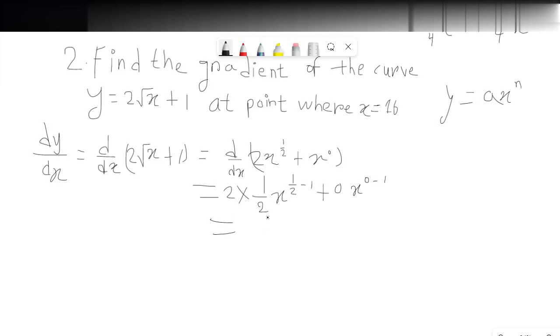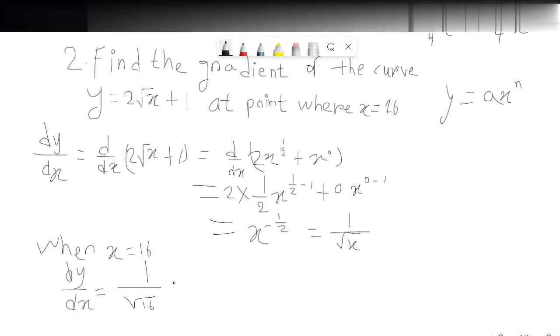So 2 into half is basically 1, and x to the power half minus 1 is basically x to the power minus half. So this is the index form, and we can also convert it back to its normal form by writing it as 1 by root x. So when x is equal to 16, our expression of dy by dx becomes 1 by root 16, and root 16 is basically 4, so the answer is 1 by 4, as this is the gradient of the curve when x is equal to 16.